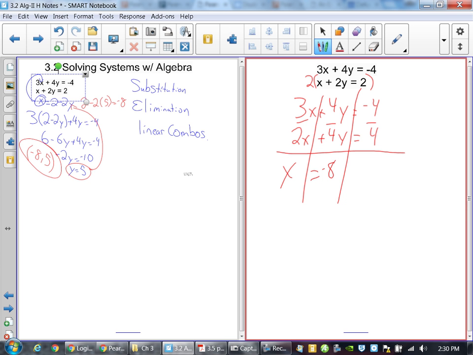Go back up. You have negative 8 plus 2y is 2. Add 8. Divide by 2. Totally up to you how you want to set it up, guys. Either method works. Either method's going to work. It's just a matter of getting accustomed to how you want to set it up. Okay? It's just a matter of that.